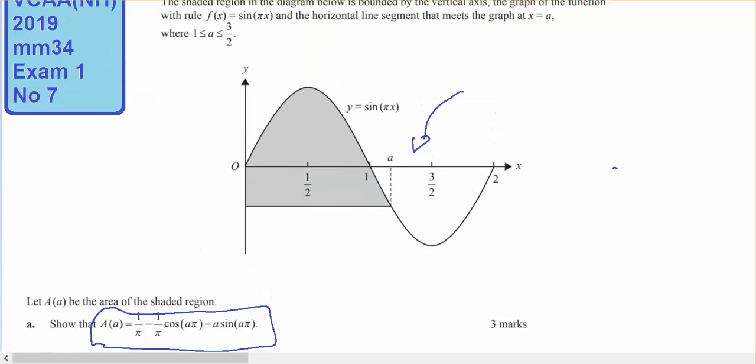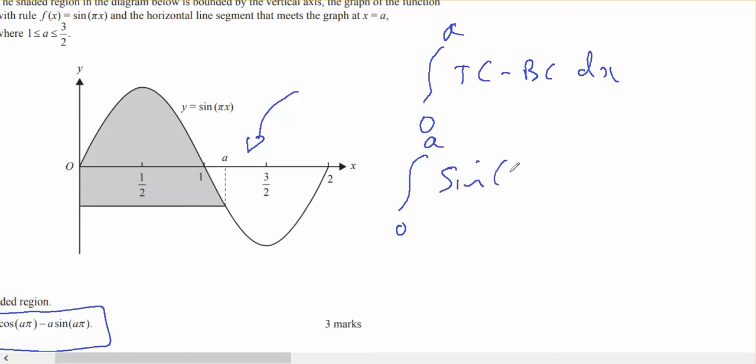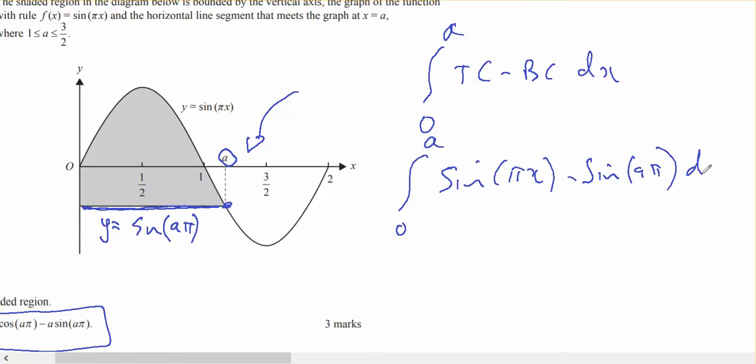Okay. So this area will be the integral from 0 to a of top curve minus bottom curve dx, which is the integral from 0 to a. Top curve is sine of pi x minus bottom curve is this here. Now this here is where x is equal to a, so that's y equals the sine of a pi. So minus the sine of a pi dx.